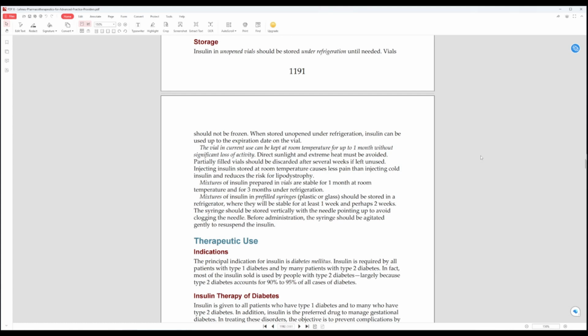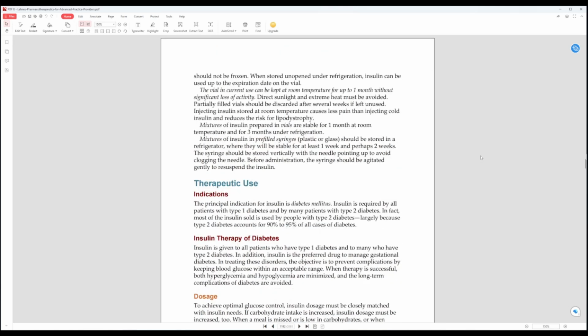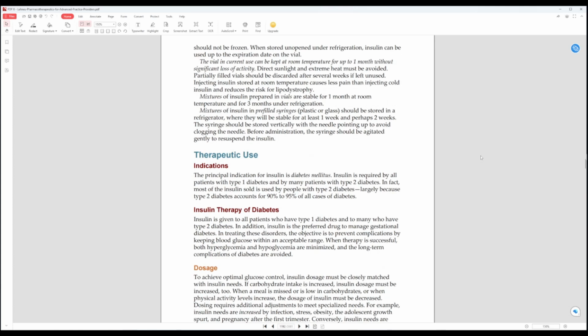Injecting insulin stored at room temperature causes less pain than injecting cold insulin, and it reduces the risk for lipodystrophy. Mixtures of insulin prepared in vials are stable for 1 month at room temperature and for 3 months under refrigeration. Mixtures of insulin in prefilled syringes, whether plastic or glass, should be stored in a refrigerator, where they will be stable for at least 1 week and perhaps 2 weeks.